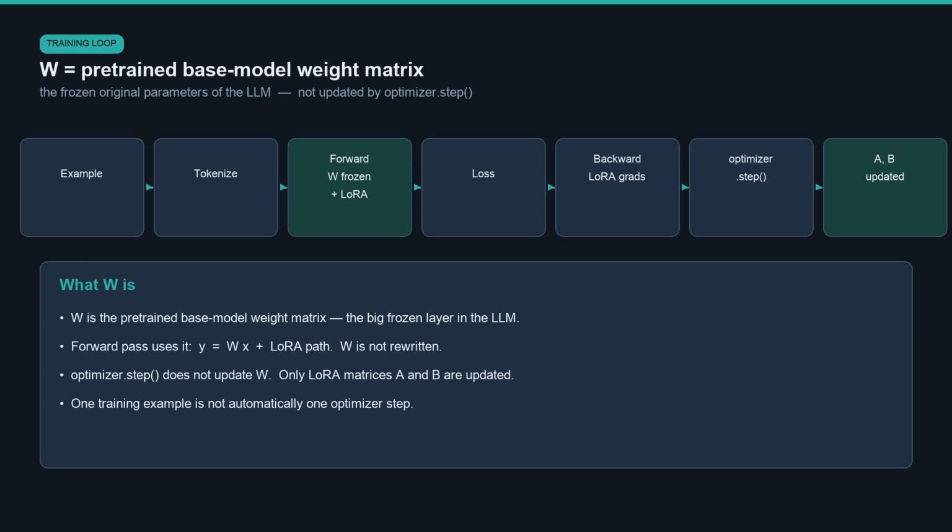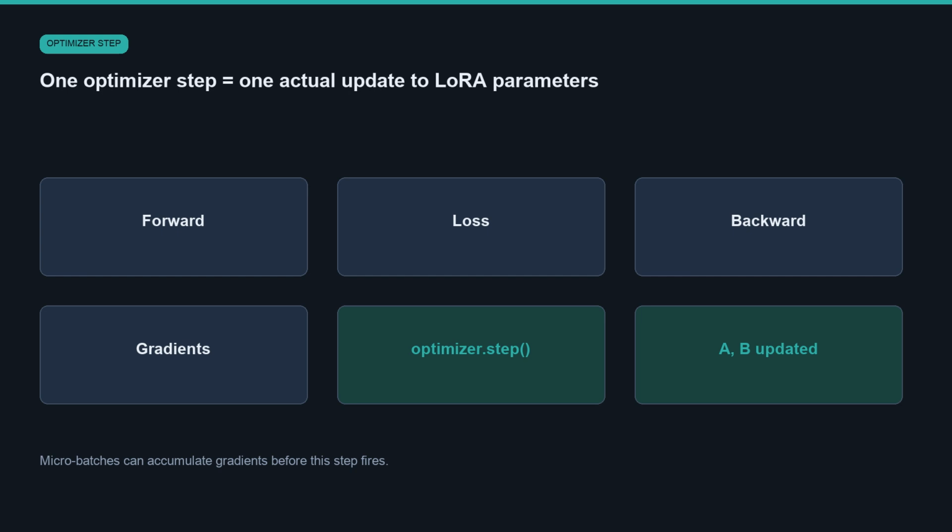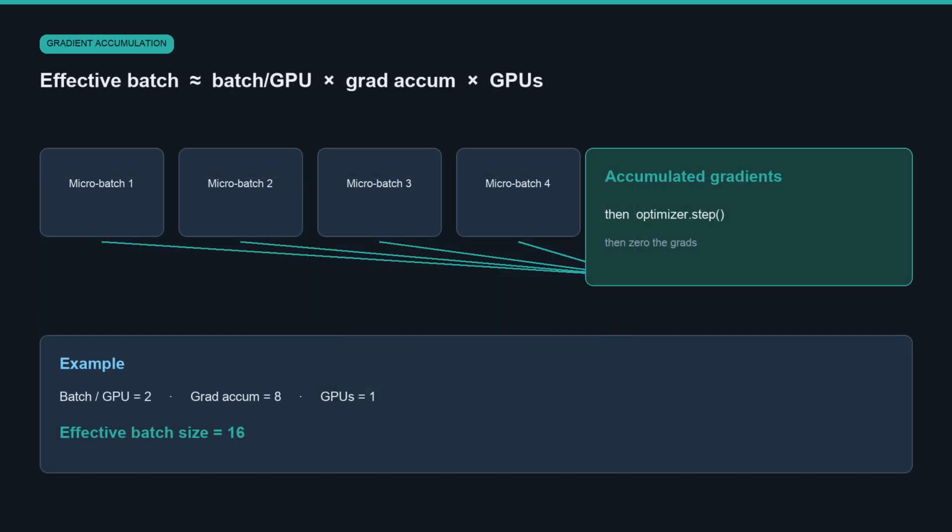One training example is not automatically one optimizer step. An optimizer step is one actual update to the trainable LoRA parameters. Forward, loss, backward, gradients, then optimizer step, then A and B change. Micro batches can pile up gradients before that step fires. Gradient accumulation lets you simulate a larger batch. Effective batch size is about batch per GPU, times accumulation steps, times number of GPUs. Example: batch 2, accumulate 8, 1 GPU, effective batch 16.